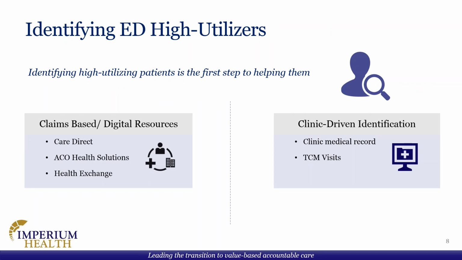Now, how can we identify those high emergency department utilizers? I would say the first thing that I always love to point to is let's take advantage of any of the claims or digital resources that we have available to us. First is the Care Direct platform that we'll be using and talking about a little bit later today. Care Direct is a list-based website that will allow you to go in and, based on the claims information that we have available to us, see which patients went to the emergency department in the last 12 months, who's on home health, who has COPD, who has depression.